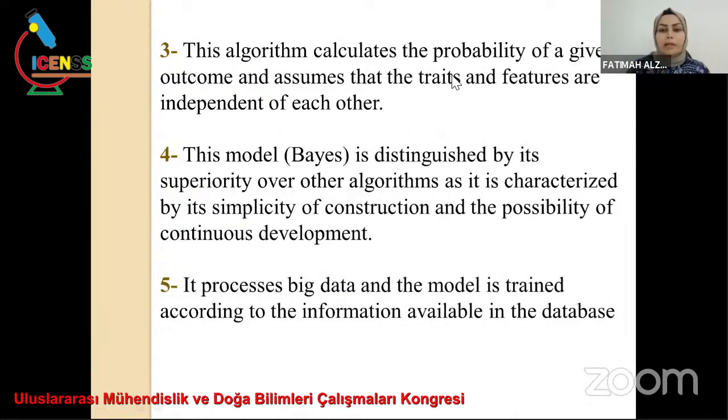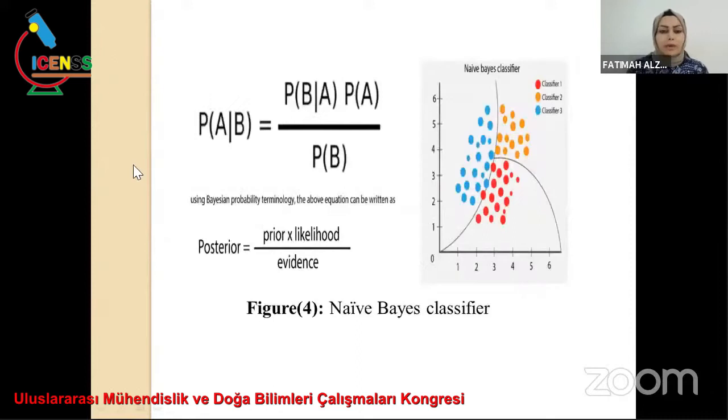This algorithm calculates the probability of a given outcome and assumes that the features are independent of each other. This model is distinguished by its superiority over other algorithms, and characterized by its simplicity of construction and the possibility of continuous development. It processes big data, and a model is trained according to information available in the database. This is a question about Naive Bayes.